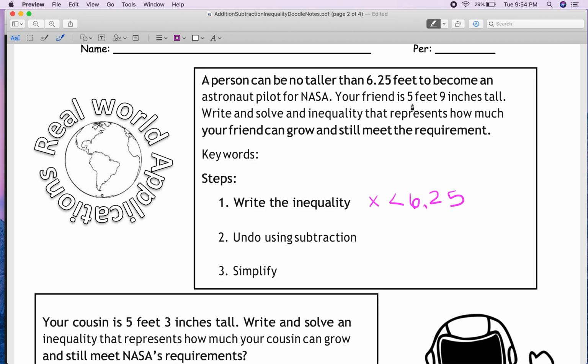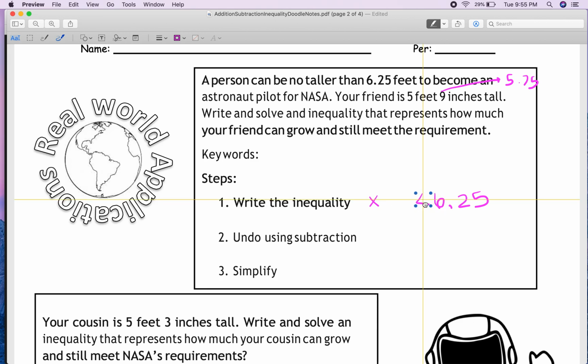All right. Now it says that your friend is 5 feet 9 inches tall. That is not a decimal number. We need to figure out what that is as a decimal. So if I have 9 inches out of 12, that would make 3/4, which would be 5.75. So 5 feet 9 inches tall is actually 5.75 as a decimal.